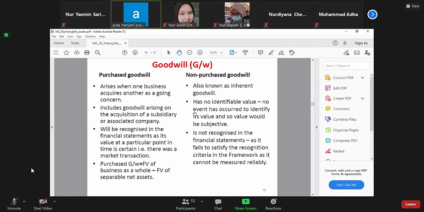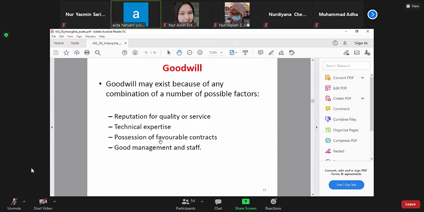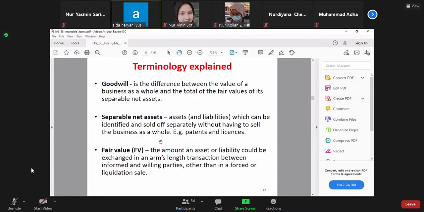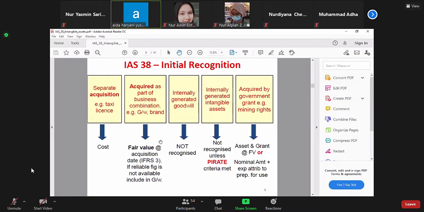You understand what I'm saying here, class? Do you understand what I'm saying here? So, yang antara dua ni, yang mana satu you rasa dia akan treat sebagai intangible asset? Which one? Which one do you think? Number 2, right? Because it is separately acquired. Bukan separable net asset, but dia adalah separate acquisition.